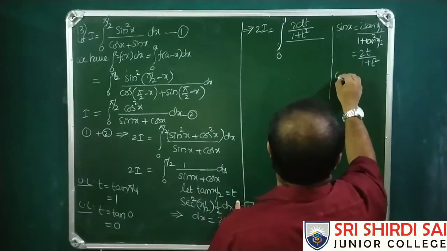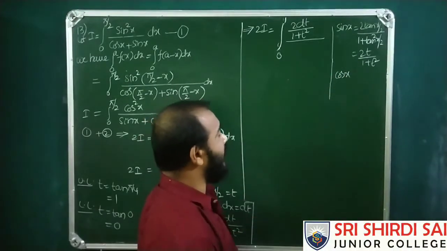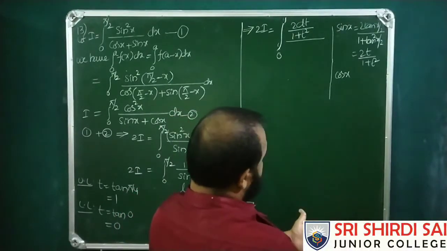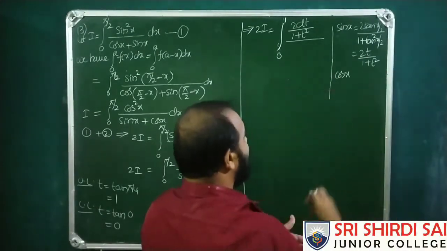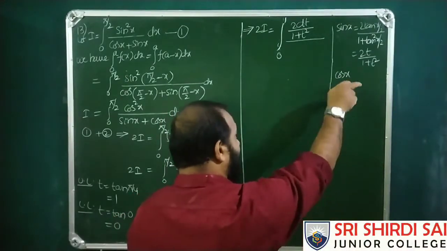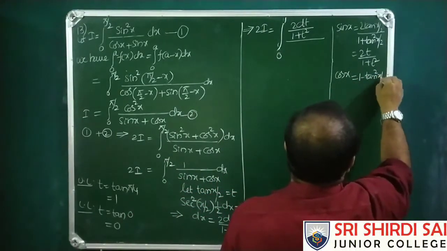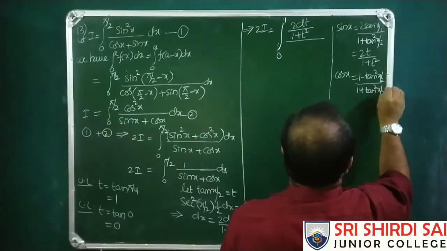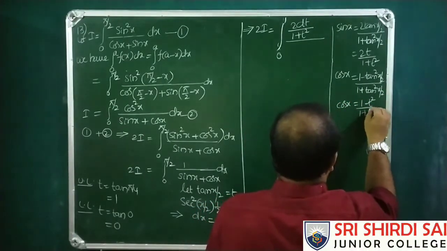Likewise, what is cos 2x? We have 4 formulas. Cos 2x is cos square x minus sin square x, 2 cos square x minus 1, 1 minus 2 sin square x, and the fourth one, which is in terms of tan x: cos 2x in terms of tan x is 1 minus tan square x by 1 plus tan square x. For the half angle, cos x is 1 minus tan square x by 2 by 1 plus tan square x by 2. Therefore cos x now is 1 minus t square by 1 plus t square.